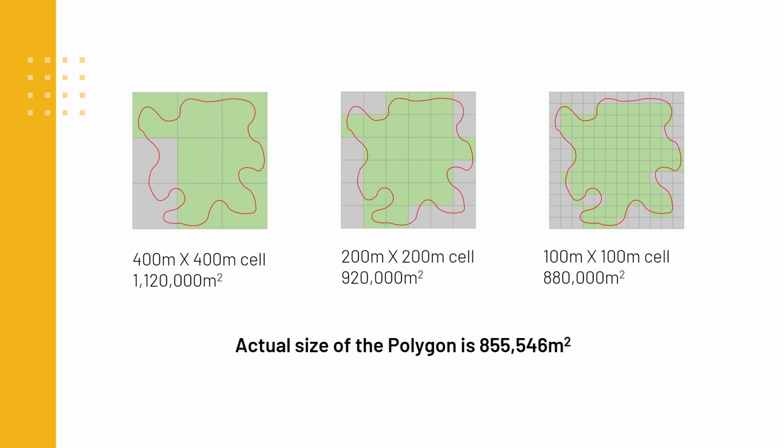If you look at the final image, that's the 100 meter by 100 meter cells, it's actually doing a pretty good job at representing the shape of the polygon. And you can see the area is actually much more closely representative to what the actual area of the polygon is. It's really important when you're using raster and you're converting your data, if you are converting it from vector to raster, that you consider the ramifications of the cell size and what you're trying to represent and the time it's going to take.